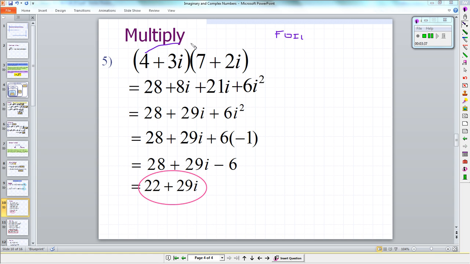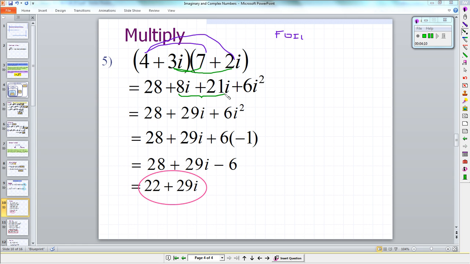So you will do first term times first term, or you think about right here the real number times the real number from the next complex number. So 4 times 7 is 28. Next, the outside: 4 times 2i is 8i. Now the inside: 3i times 7 is 21i. And 3i times 2i will be 6i squared.